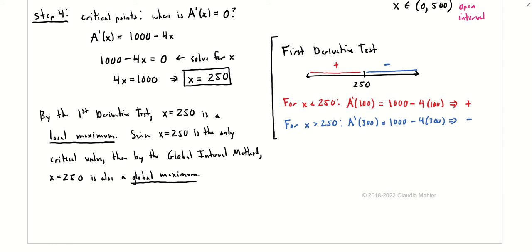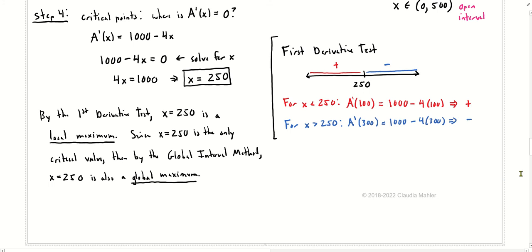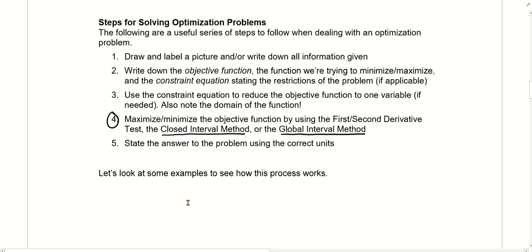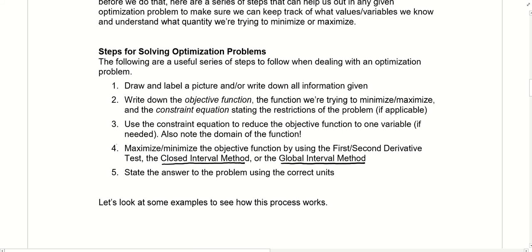Okay, so we're almost done. The last and final step that we need to do here is actually state what the question wants us to find. So if I go back up here, that was step 4. That's usually the longest one in terms of work. The last one here is to state the answer to the problem using the correct units. So this last one might seem a little bit obvious as far as what you need to do, but just make sure you're answering exactly what the question wants.